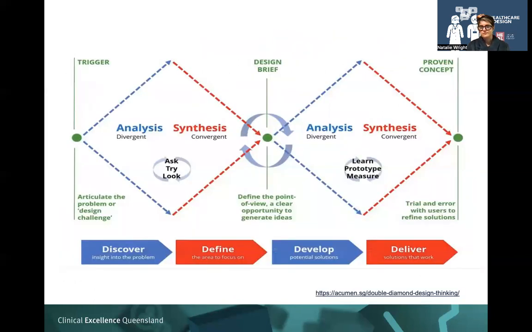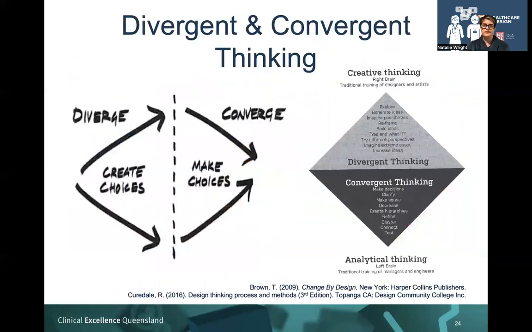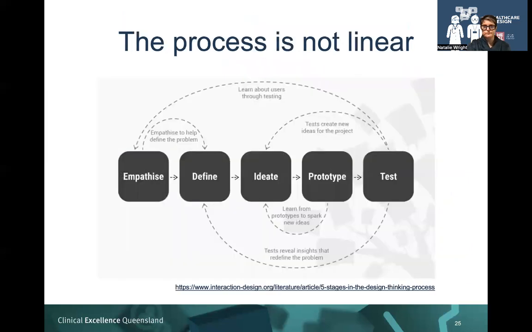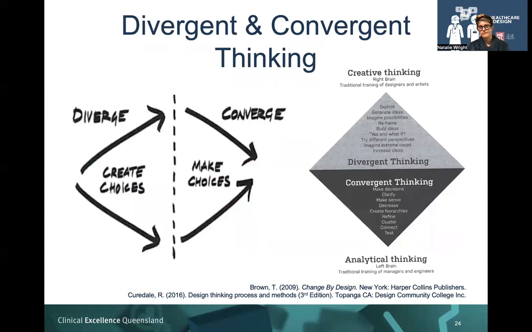We go back to the double diamond, and we're now in that second diamond, first phase, where we're using divergent thinking again. So that creative thinking, right brain thinking, really building ideas, generating ideas and possibilities, and really exploring innovation. And then we're going to go back to convergent thinking when we need to synthesize some of those ideas into one that we might test as part of the prototyping phase.